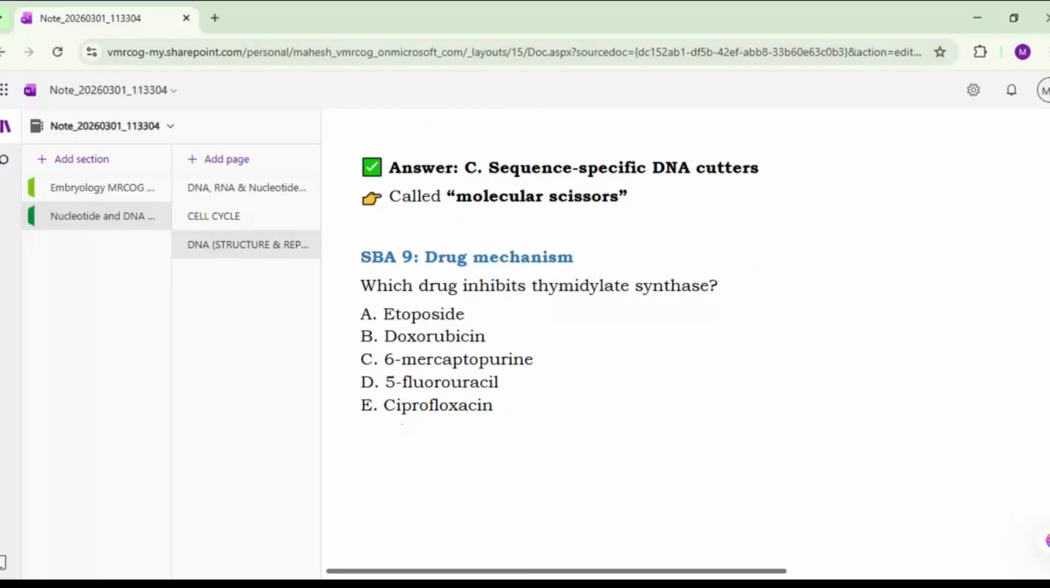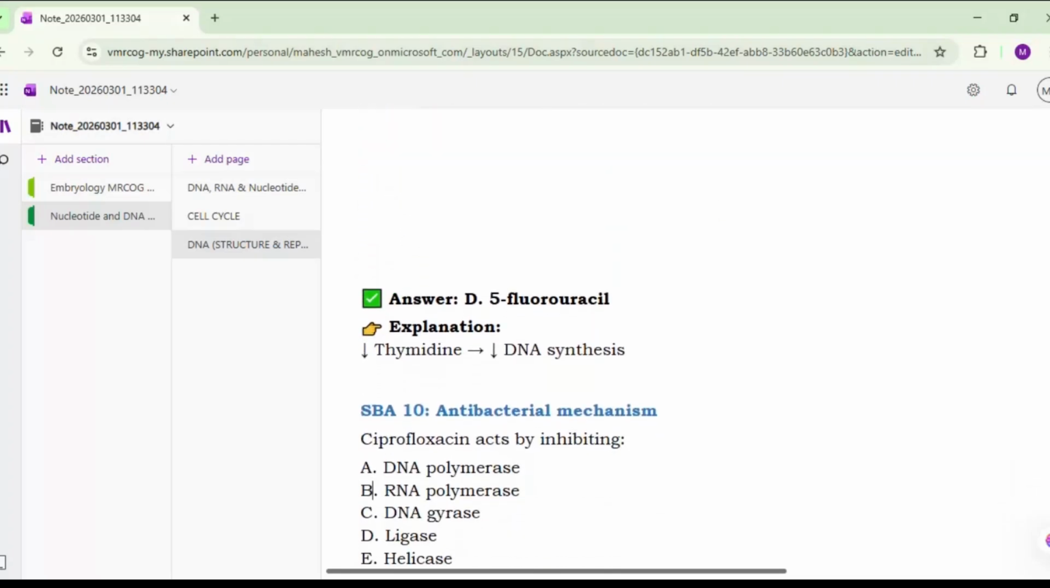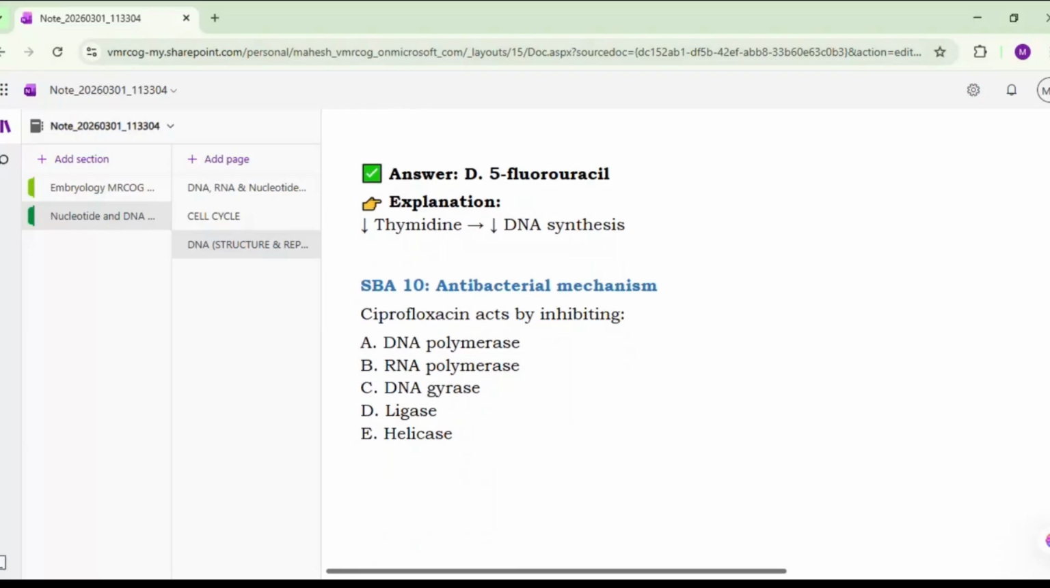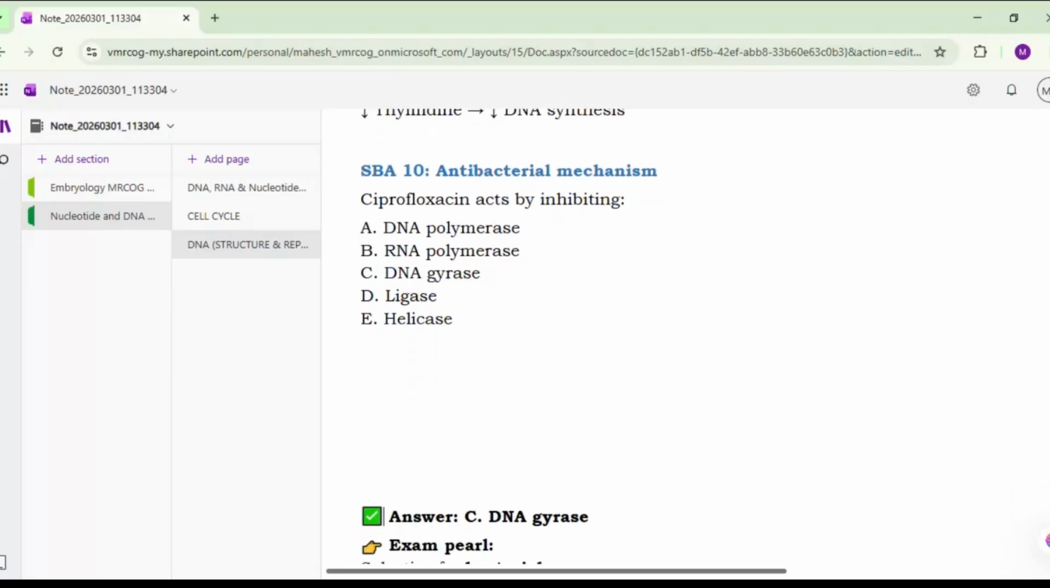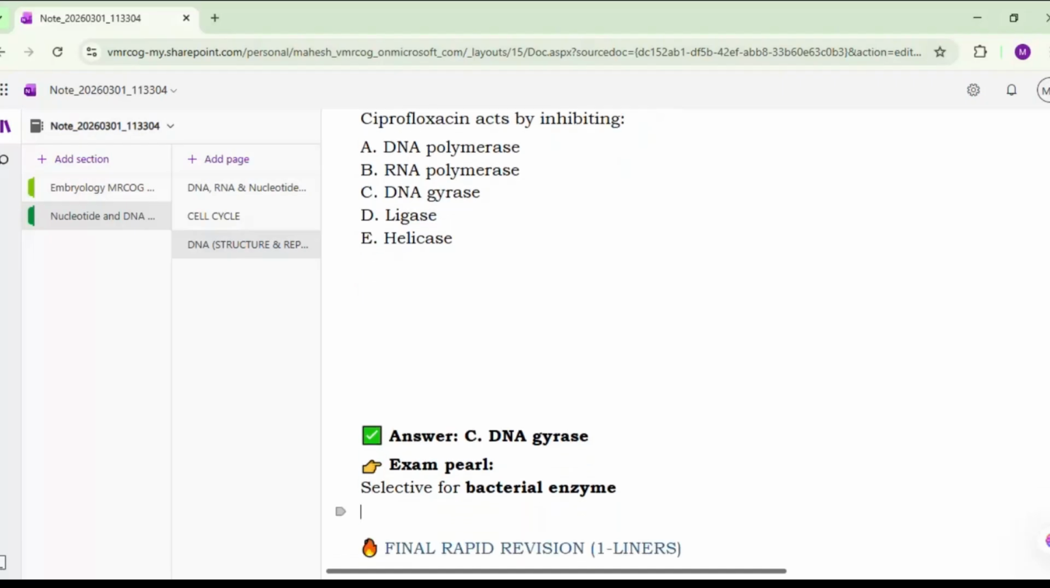Next. Which drug inhibits thymidylate synthase? Option D, 5-fluorouracil. Yes, 5-fluorouracil decreases thymidine and decreases DNA synthesis. Next. Ciprofloxacin acts by inhibiting DNA polymerase? Ciprofloxacin, novobiocin, and DNA gyrase, not DNA polymerase.